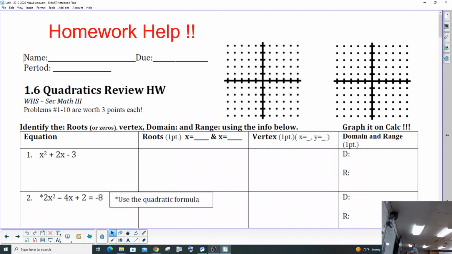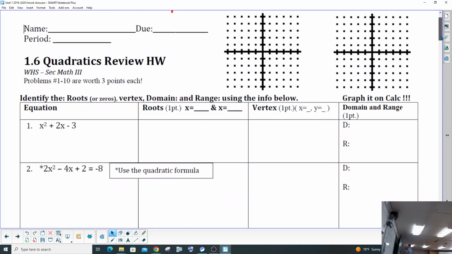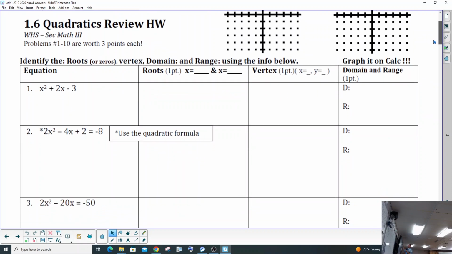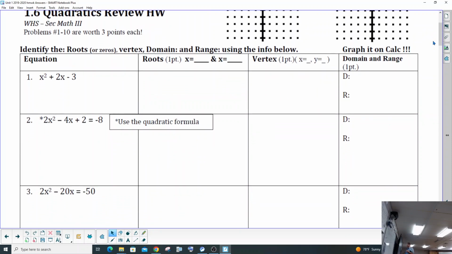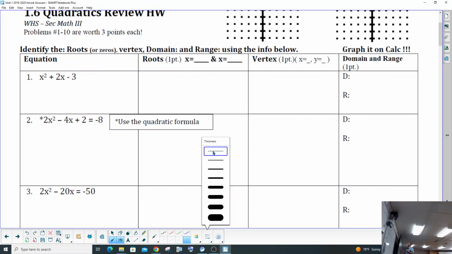So we are doing parabolas today. Quadratics is another word for them. I only have a couple of graphs here to graph on, but you can use your graphing software to help you graph it on the calculator. First thing I'm going to do to help you on this assignment, we'll just jump right into it. That first one, we factor it.